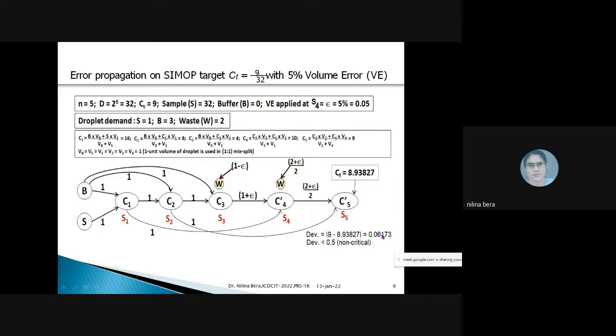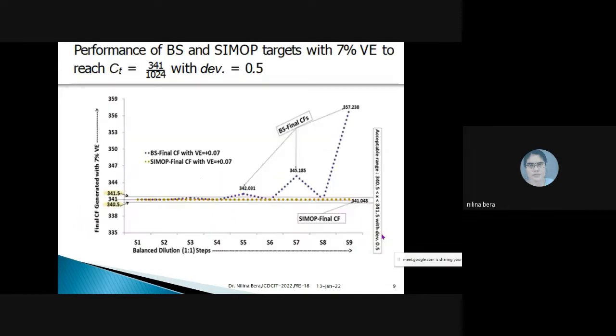There is a threshold. If the absolute value of the deviation is less than 0.5, we call it non-critical, so it is acceptable, it is optimized. But if it is greater than 0.5, that means an error is there, and we have to minimize the error, or remove or nullify it. So there is a concept of critical and non-critical error.